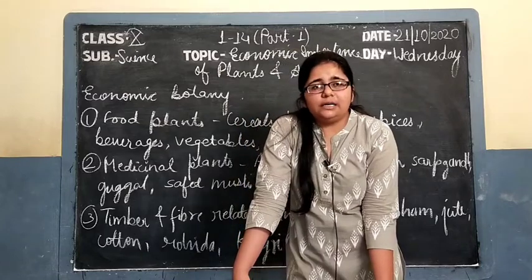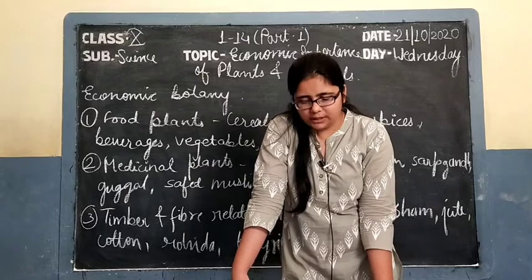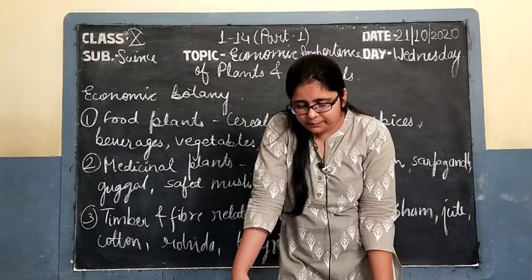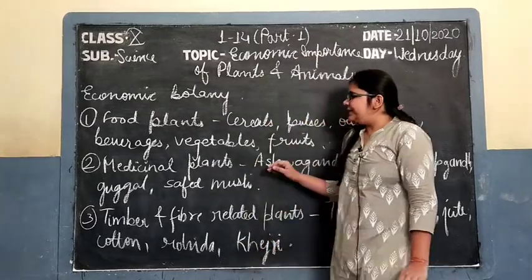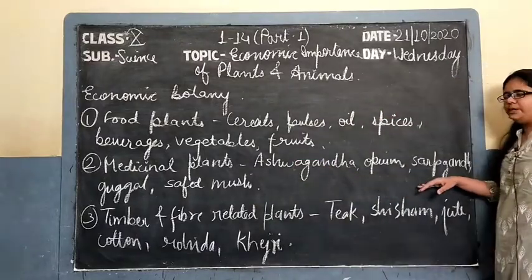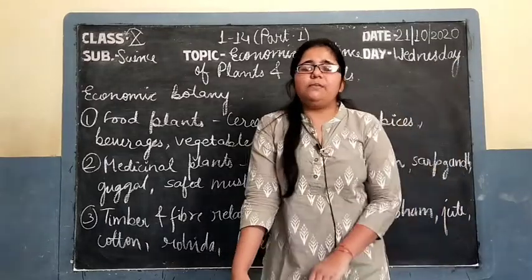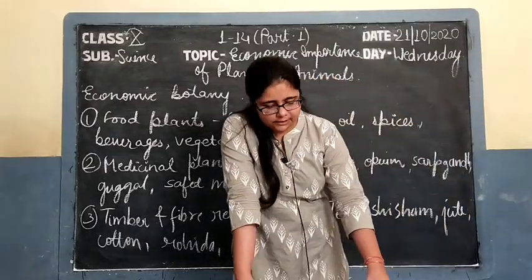Third one is garlic, which is very beneficial for diabetic patients, that is Allium sativum, and guggul, that is Commiphora wightii. So these are the medicinal plants. Along with them there are ashwagandha, opium, sarpagandha, guggul, and safed musli. These are the plants which are used for their medicinal values.